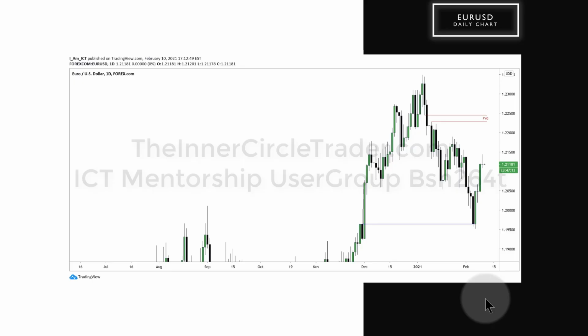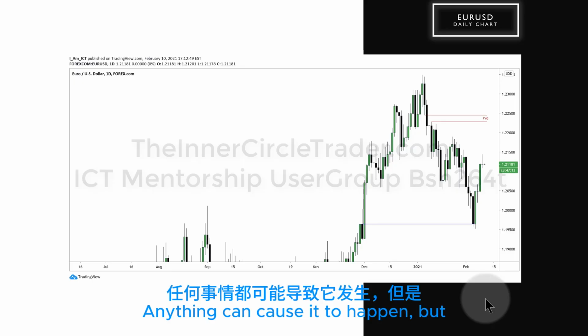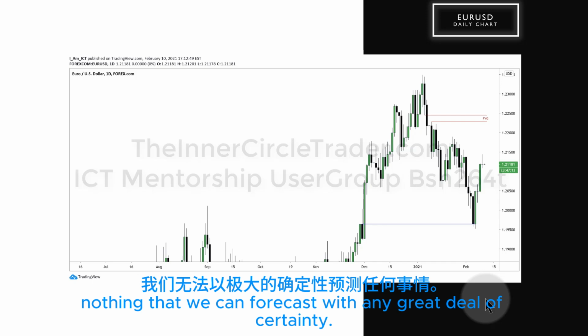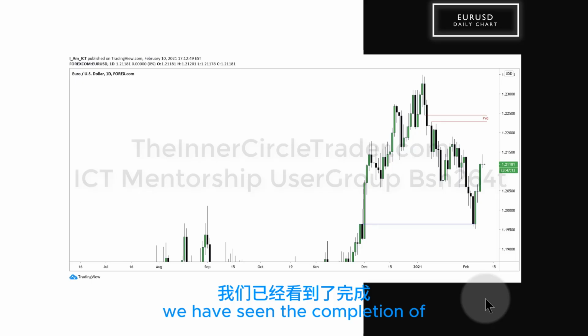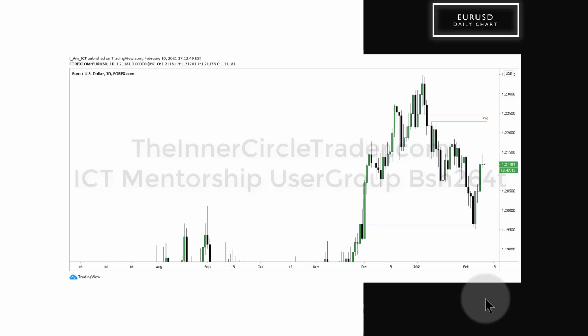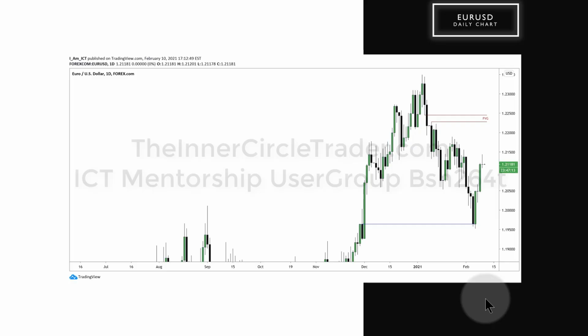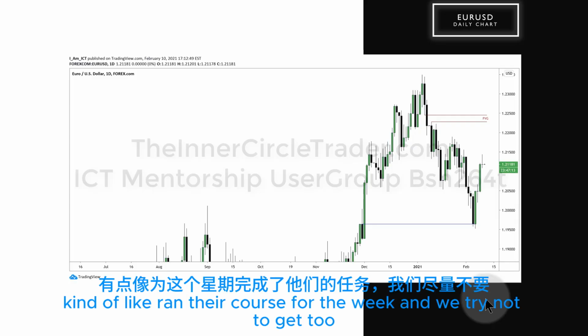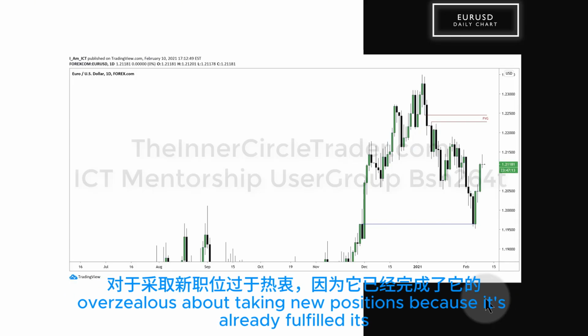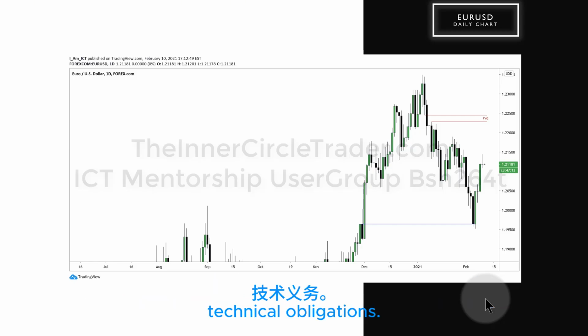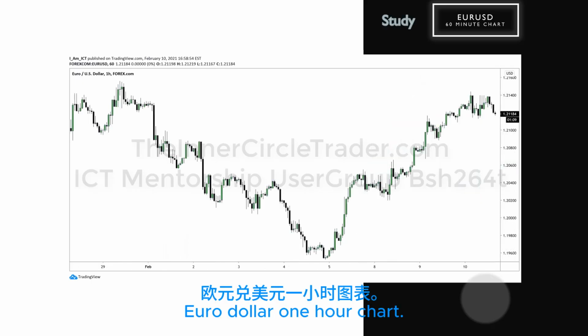Is it likely? Probably not. Can it happen? Sure, anything can cause it to happen, but nothing that we can forecast with any great deal of certainty. And as a reminder, we have seen the completion of that dollar market maker sell model. So you're going to see this reoccurring theme when we talk about when markets have kind of ran their course for the week, and we try not to get too overzealous about taking new positions because it's already fulfilled its technical obligations. Euro dollar 1 hour chart.